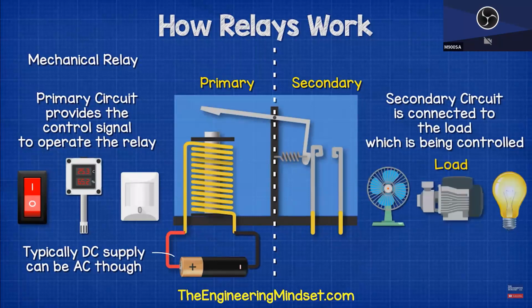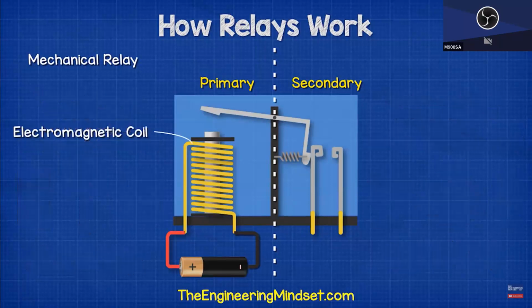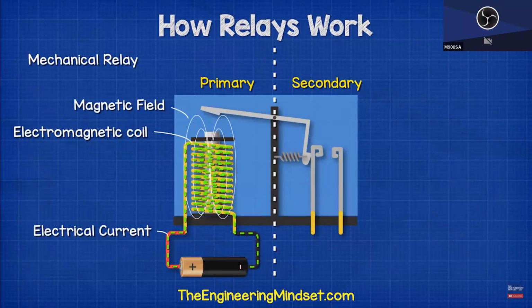When we talk about a load, we mean any device that will consume electricity, such as a fan, a pump, a compressor, or even a light bulb. On the primary side, we find an electromagnetic coil. This is a coil of wire which generates a magnetic field when current passes through it.